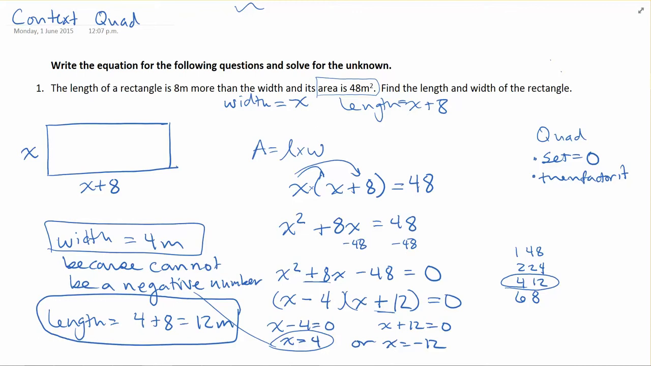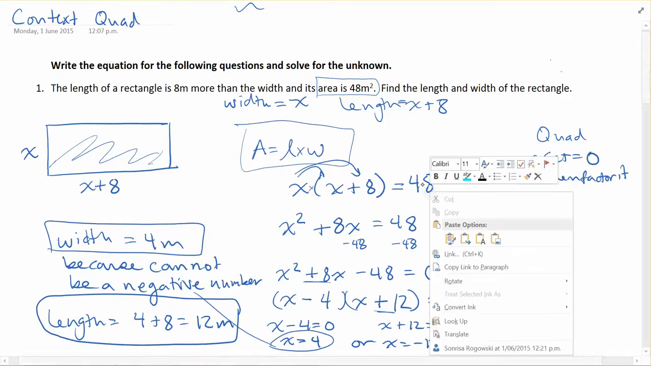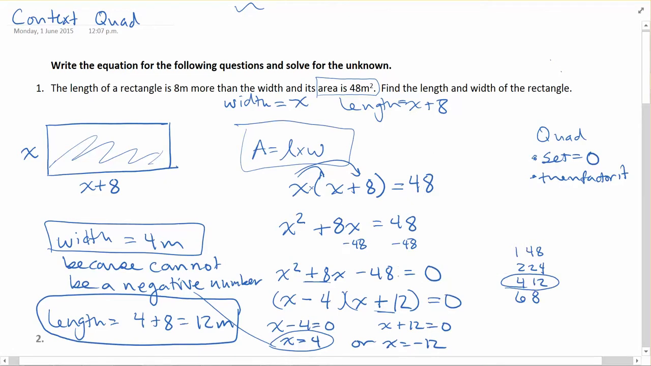So, again, as you're going through these, draw yourself a picture. It can be quite helpful. You might have to call on previous knowledge, such as the area of a rectangle. And keep in mind that it must be set equal to 0, and then you have to factor it and solve it. And if it's not equal to 0 to begin with, make sure you expand it out, get it equal to 0, then factor it, and then solve it.